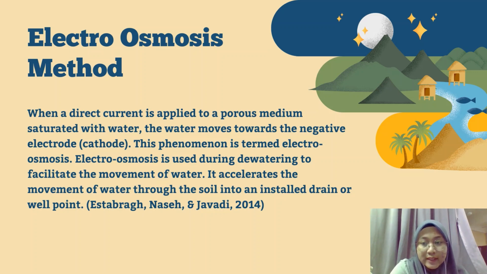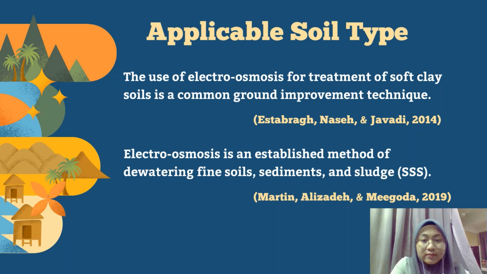Electro Osmosis Method. When a direct current is applied to a porous medium saturated with water, the water moves towards the negative electrode, which is the cathode. This phenomenon is termed electroosmosis. Electroosmosis is used during dewatering to facilitate the movement of water. It accelerates the movement of water through the soil into an installed drain or well point.